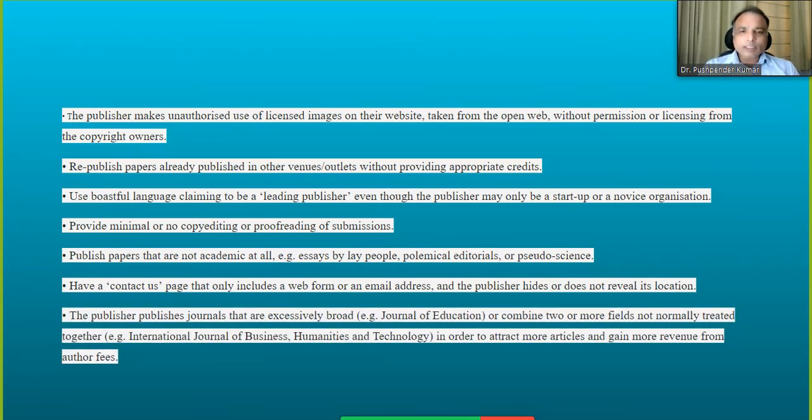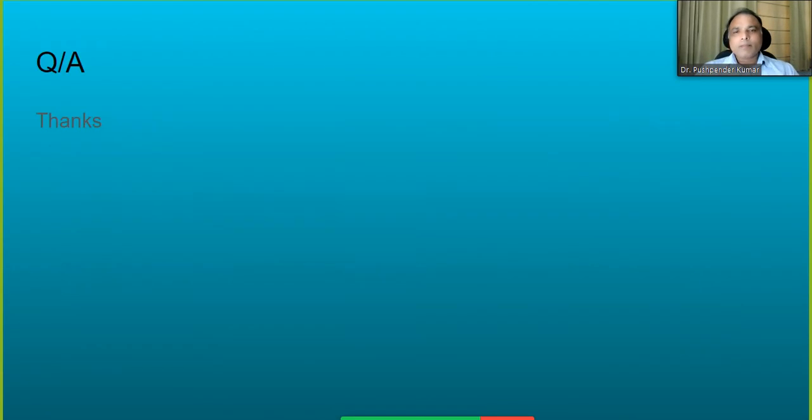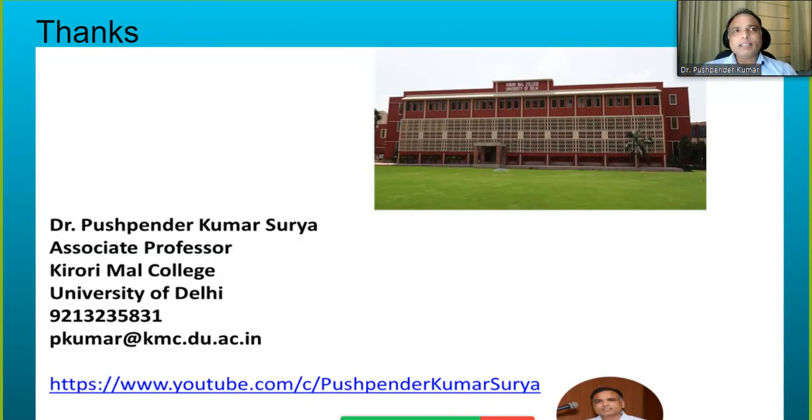And then board members, right? And if they combine three or four subjects, for example, International Journal of Business, Humanity, Technology, Science, that means these are predatory journals. So this was about predatory journals. Now I believe you are sure that whenever you send your paper for publication, you will have an idea that this is not a predatory journal, this is not a duplicate journal. Now you have all the guidelines, all possible information with you, right?